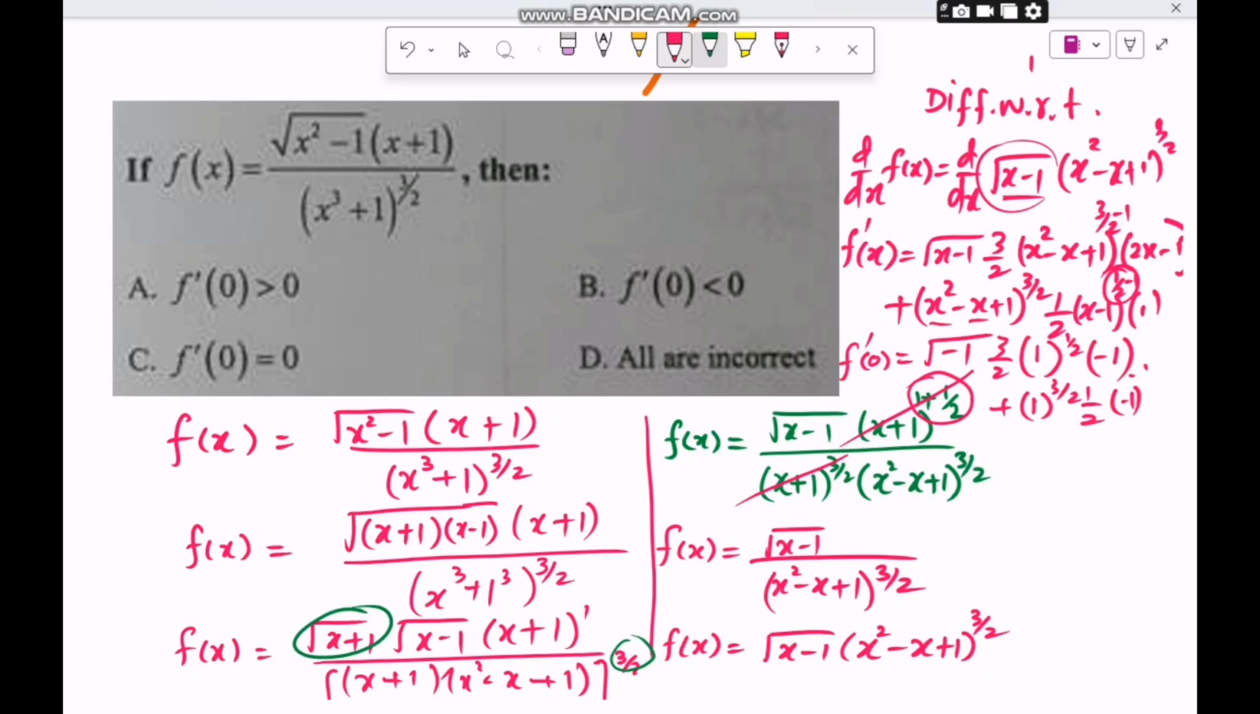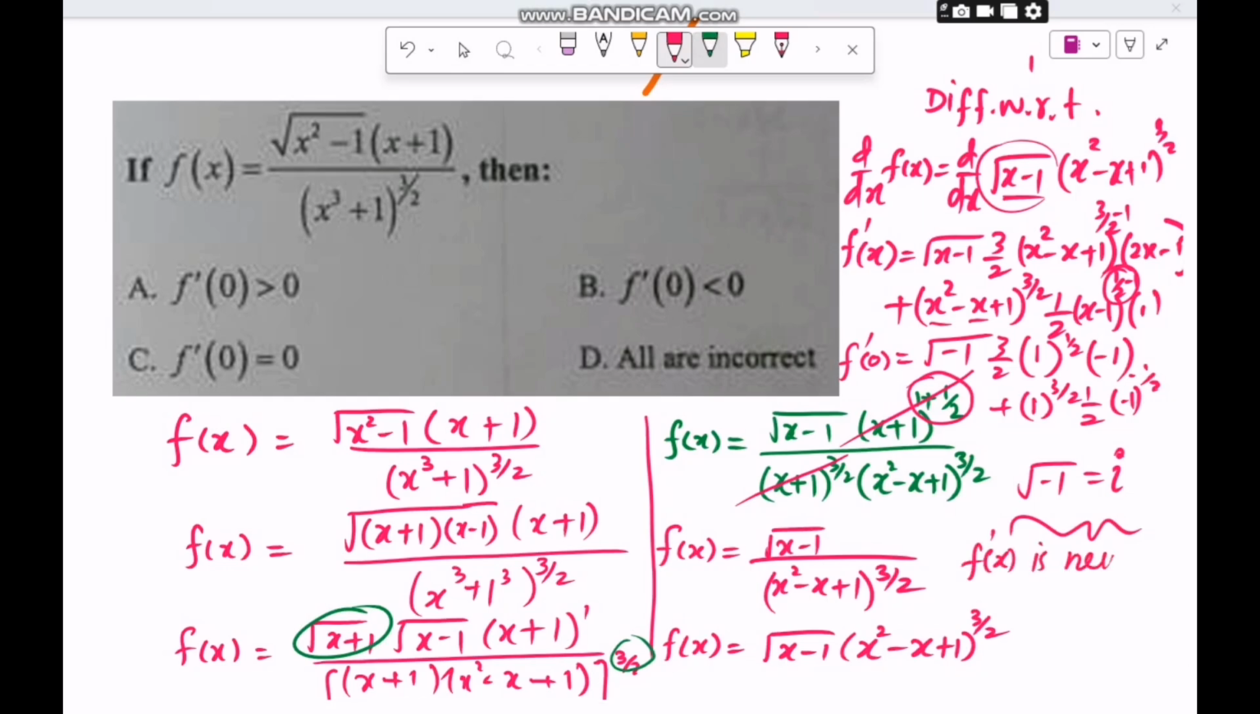The trichotomy property doesn't work here, because it's minus 1 square root. Minus 1 square root is iota. So this becomes iota. This is also minus 1. If we shift it in the denominator, its power will be positive, and that becomes minus 1 power 1 by 2. So iota appears here. So all are incorrect is the correct option in this case.